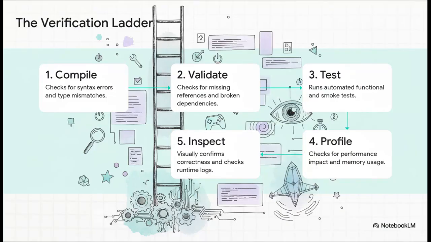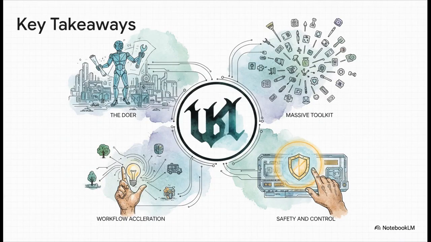And check this out, the AI doesn't just stop once the code compiles. It's programmed to climb this verification ladder. It'll compile, then it'll validate the assets for errors, it'll run automated tests if you have them, it can even inspect the results visually. The whole point is to deliver stuff that actually works, not just code that looks like it should. So, to wrap this all up, if you take anything away from this, remember these 4 things.